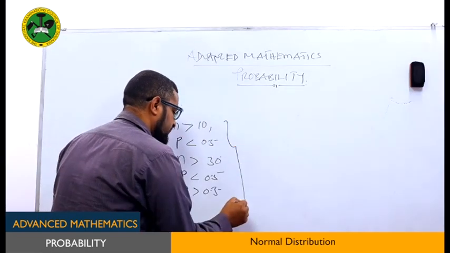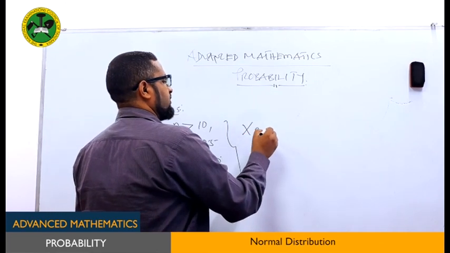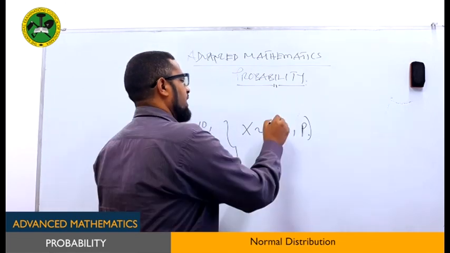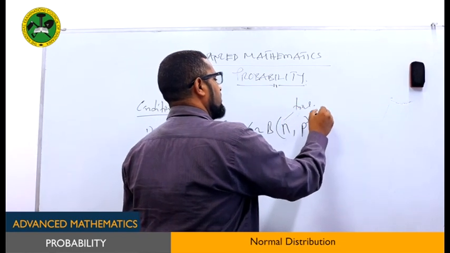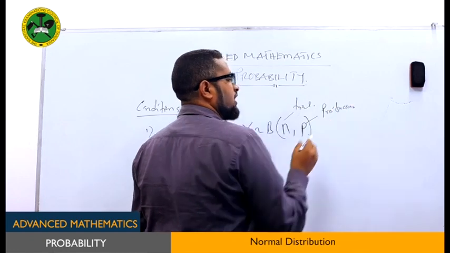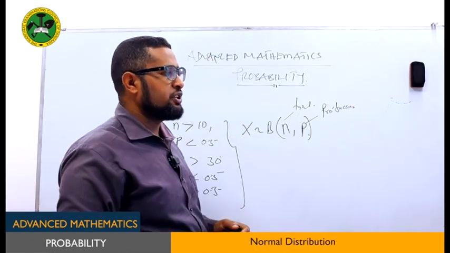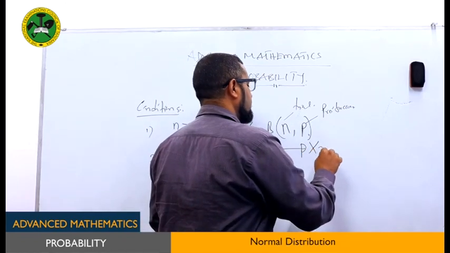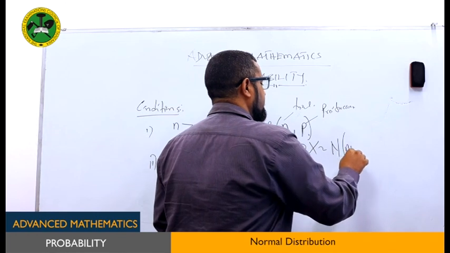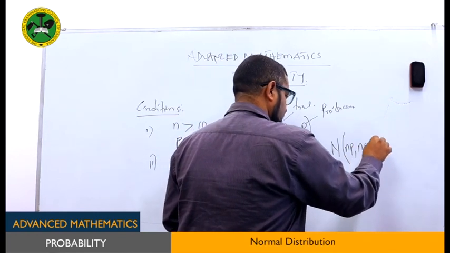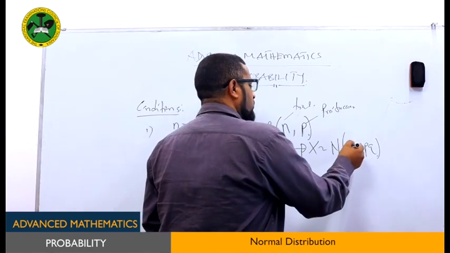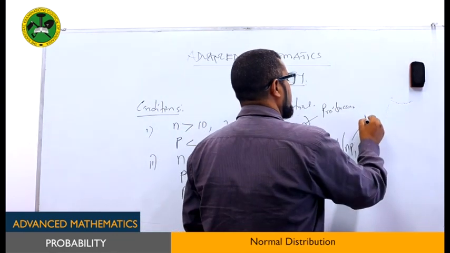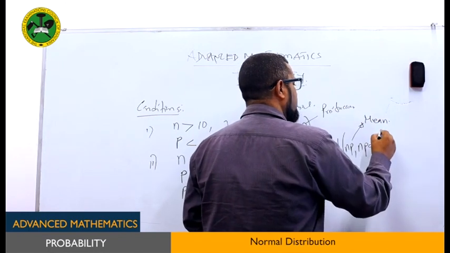So if all this happens, variable X under binomial, remember, is given by B(n, p), where n is the number of trials and p is the probability of success. So under that condition, this will be approximated to X ~ N(np, npq). Now, what is np in normal? np is the mean, and npq is the variance.